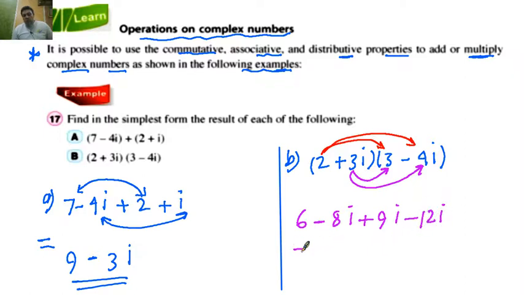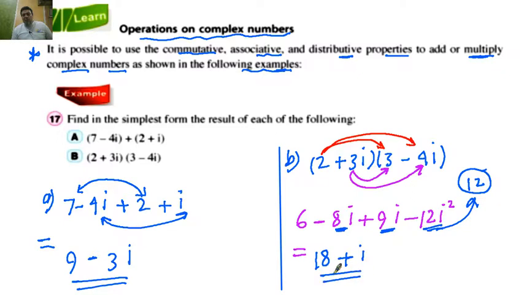Then negative 12i squared, i squared equals negative 1. Negative 1 times negative 12 equals positive 12. This number becomes positive 12, without i. That is a real part. The real part, 12 plus 6 equals 18. The imaginary part, negative 8 plus 9 equals positive i. That's the result, 18 plus i.